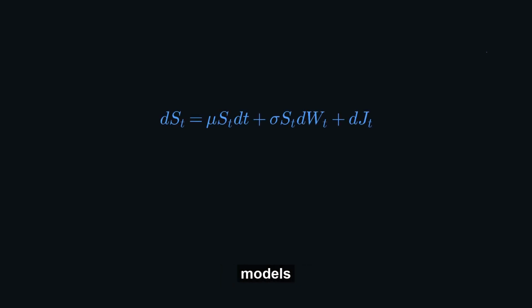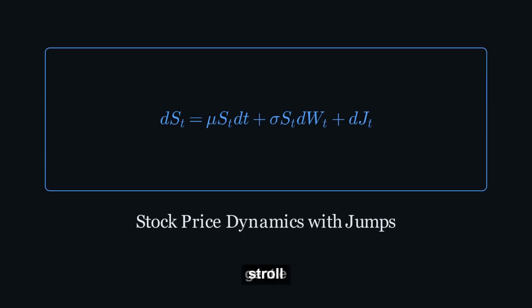Most introductory financial models describe asset prices evolving smoothly, like a gentle stroll. This is often represented by a stochastic differential equation where price changes are driven by a drift term, μS dt, and a continuous random component, σS dW_t, representing normal market fluctuations. However, real markets experience jumps, sudden, significant price changes that happen discontinuously. These are represented by the dJ_t term. Imagine a stock price not just wiggling up and down, but suddenly dropping 10% in an instant due to unexpected news. This jump component is precisely what traditional models often struggle to capture accurately.